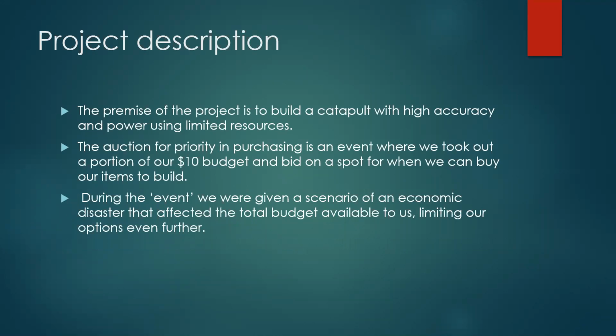The auction for priority in purchasing is an event where we took out a portion of our $10 budget and bid on a spot for where we can buy other items to build. It was a high risk, high reward kind of thing where we could either try to get the best position or save our money.